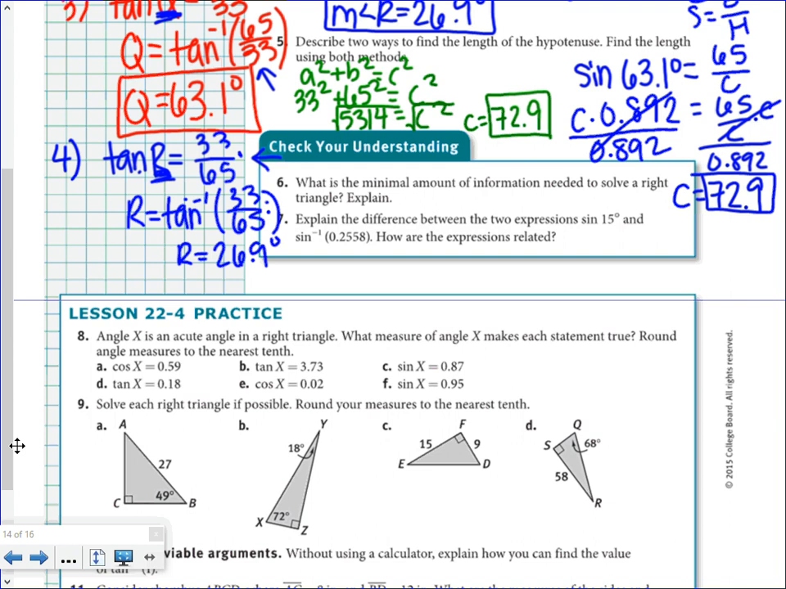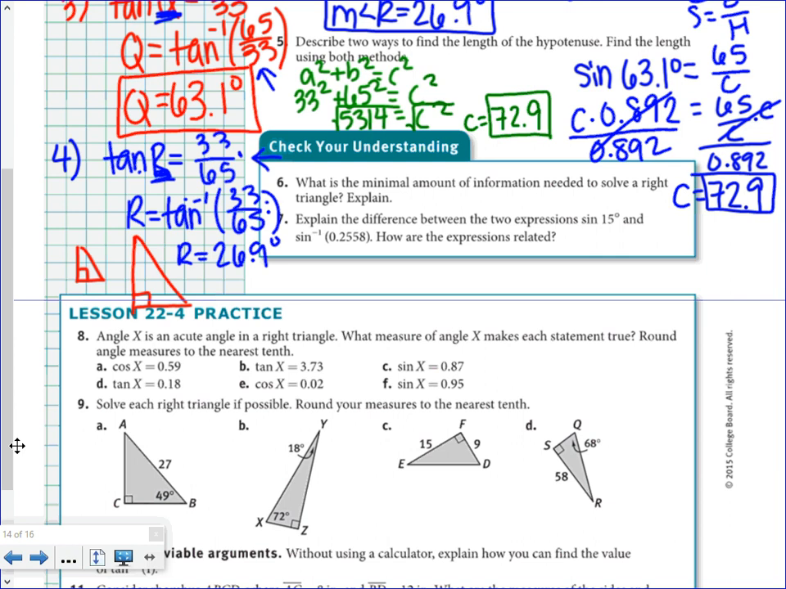Why would 2 acute angles not be enough information? Well, I don't know if I have a little bitty triangle that is a 30, 60, 90 degree triangle, or if I have a triangle this big that's a 30, 60, 90 degree triangle. You need to know at least 1 side length to know the ratios for the other ones.